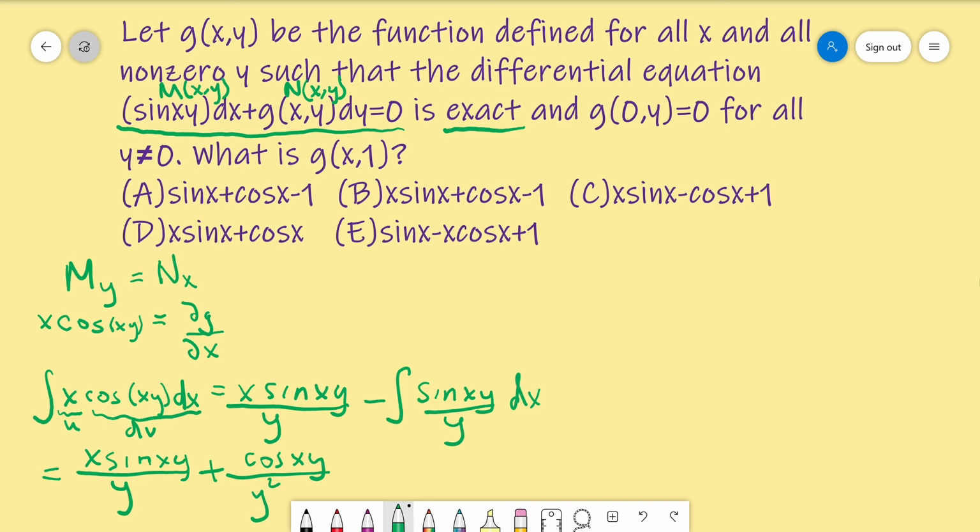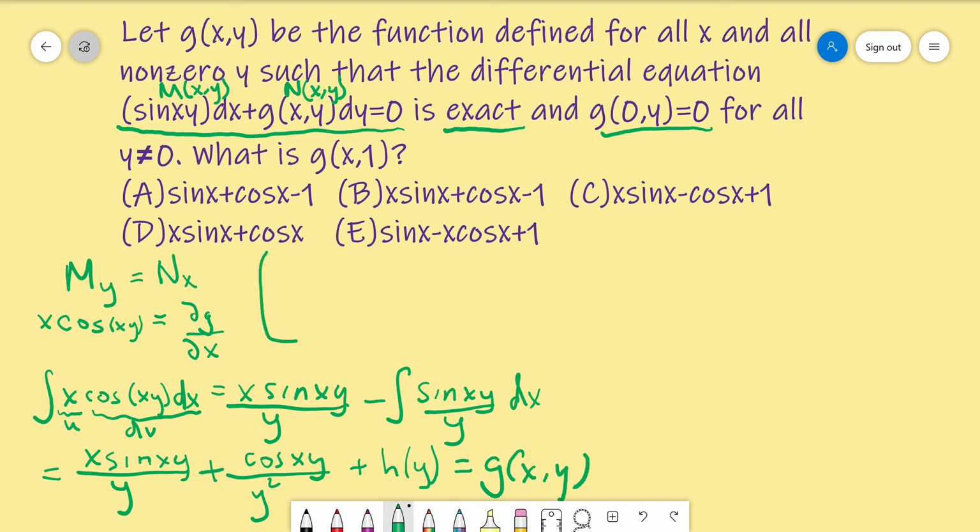Now, we're going to have to add some constant function, let's call it h(y), because we know that g is a function of x and y, and we just integrated here with respect to x. So we're going to have to add some constant function of y, which we don't know what it is yet, but we can figure it out because we're given this information that g(0,y) is equal to 0. So remember that this whole thing is g(x,y).